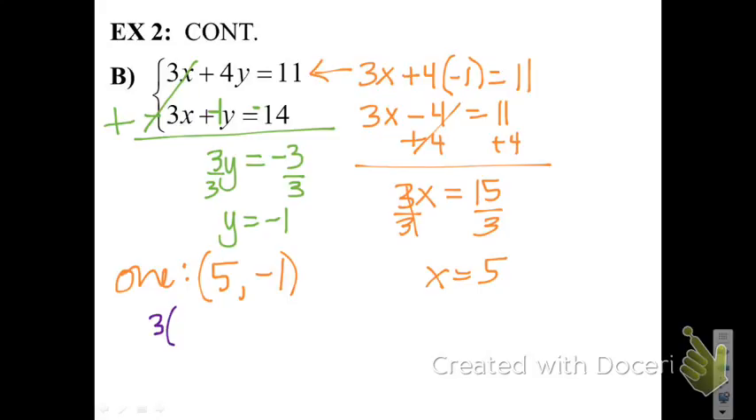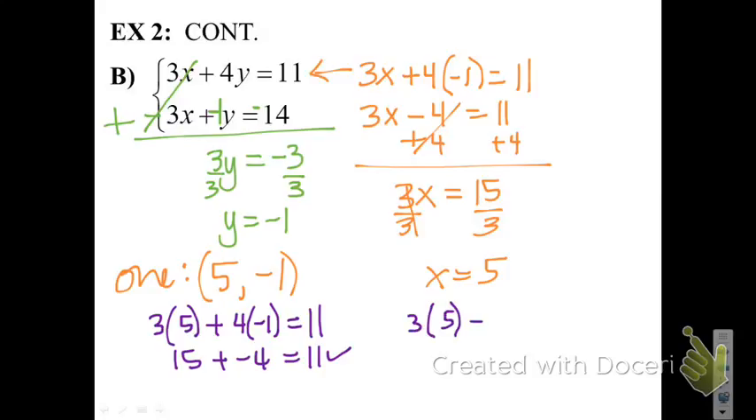So we have 3 times 5 plus 4 times negative 1, and hopefully that will be 11. 3 times 5 is 15, plus a negative 4 is 11, so it checks in the first one. We will check the other one, which says we have 3 times 5 plus y, which was negative 1, and that should give us 14. So 15 plus a negative 1, or minus 1, does equal 14. It checks in both, so we know that our solution is correct.